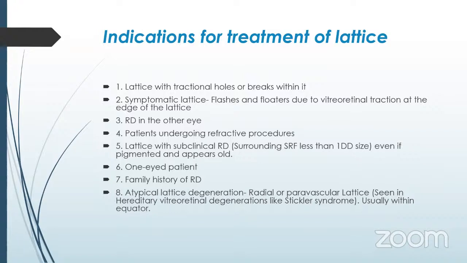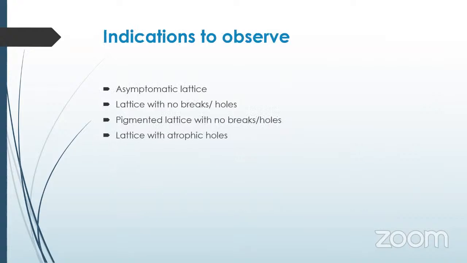Atypical lattice degeneration, that is the radial or paravascular lattice, which is seen in hereditary vitreoretinal degenerations like Stickler syndrome. These are usually within the equator. Indications to observe the lattice: asymptomatic lattice, lattice with no breaks or holes, pigmented lattice with no break or hole, or lattice with atrophic holes.